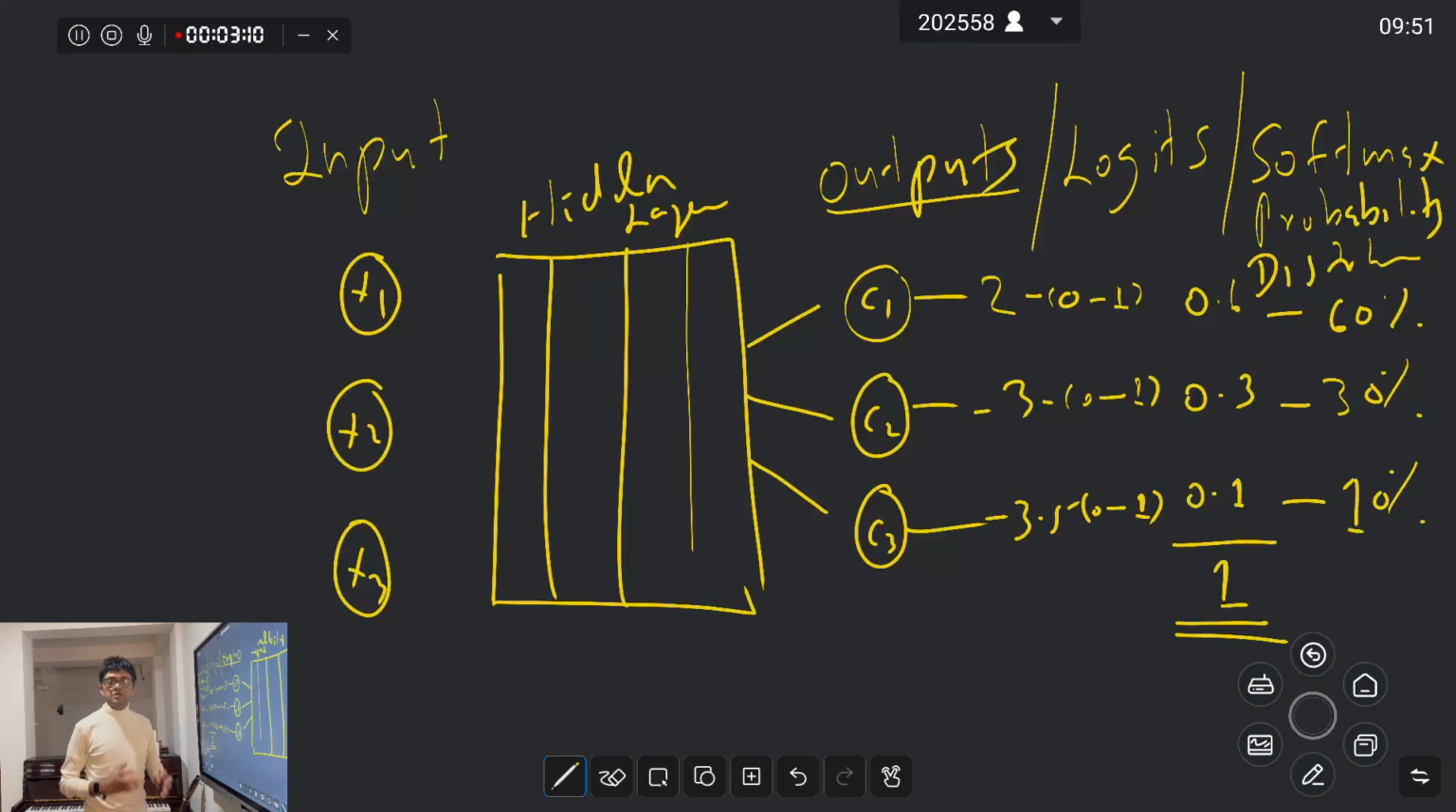Now this is something useful, right? So in this prediction we can say most probably, given this input, this particular prediction would be class 1.